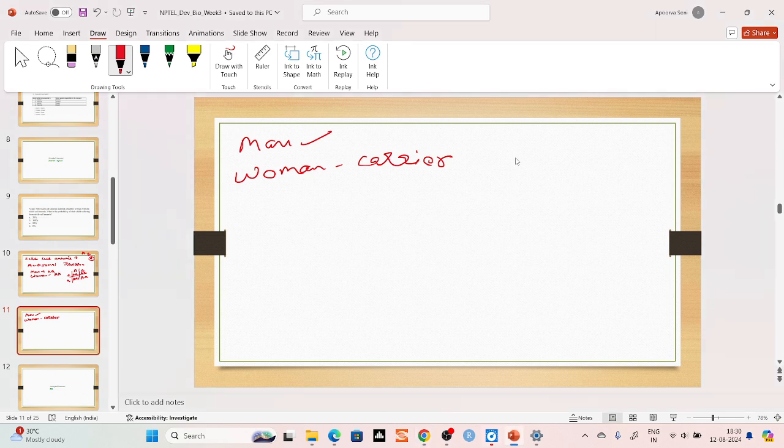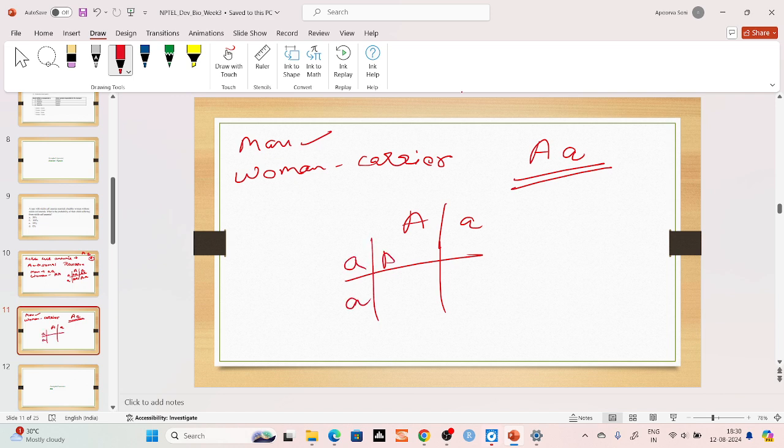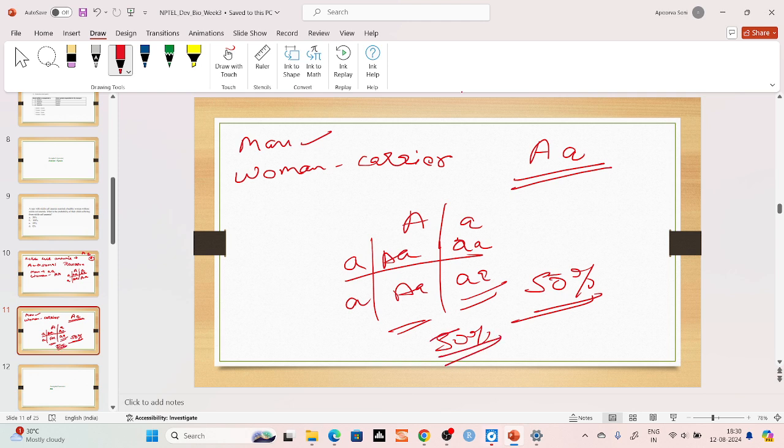So what I was trying to say here is that if the woman is a carrier, then what will happen? If the woman is a carrier, that means she is specifically Aa, because then only she will be a carrier. So it would be Aa here. That means 50% are normal and 50% are suffering, and 50% of children would be normal. That is the probability. Now we'll come to the next question.